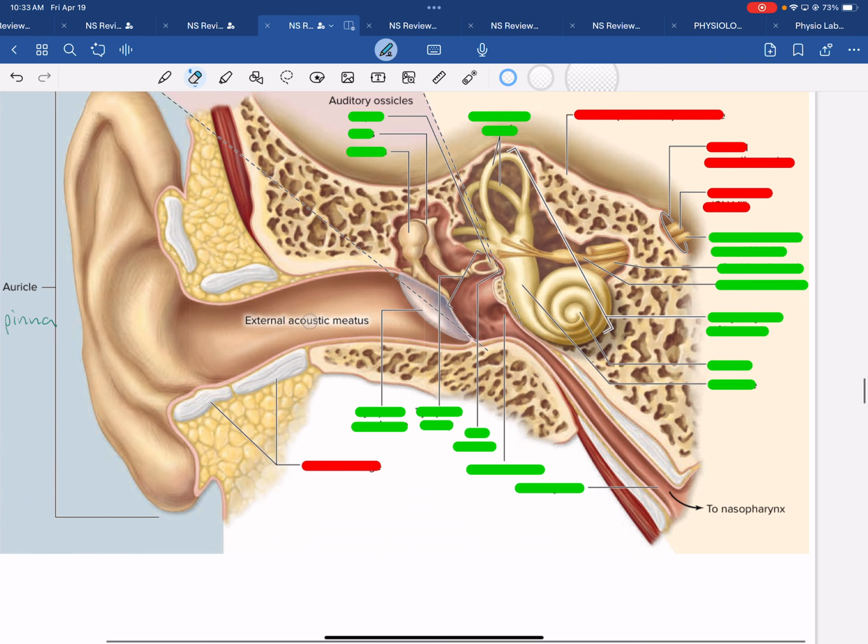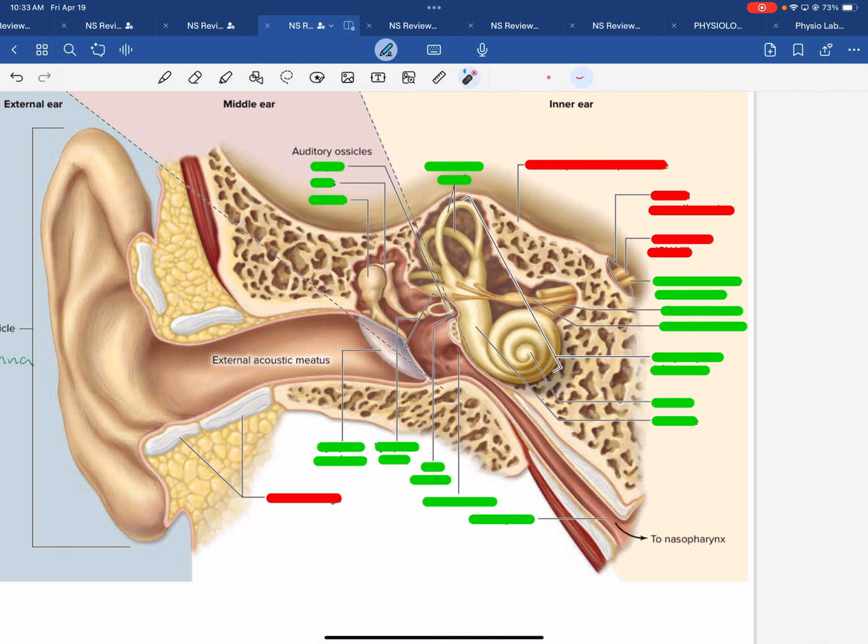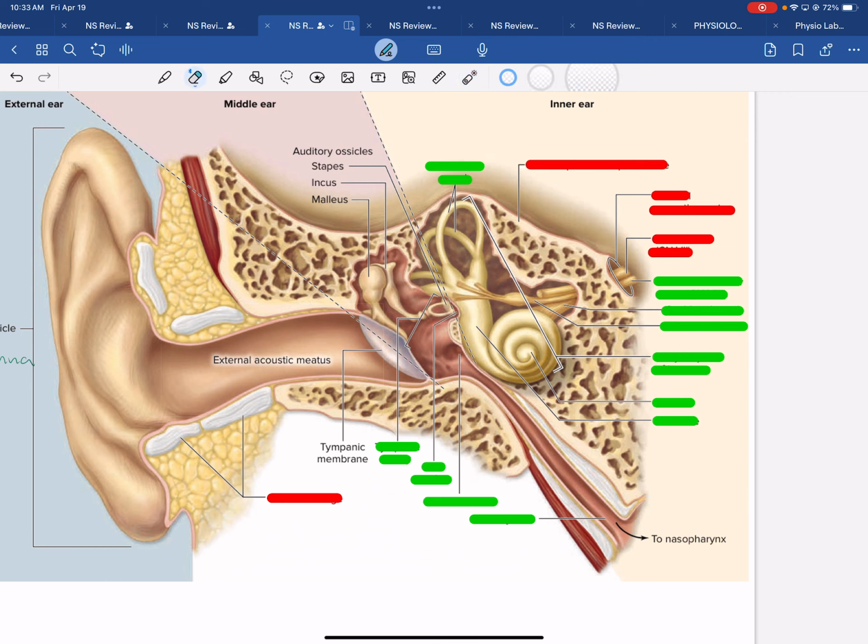There's a lot of names for it. External acoustic canal, meatus. Acoustic can be auditory instead. Yes. Okay. Good. And what is this? Eardrum. Good. The eardrum or the tympanic membrane. Here, malleus. The next one, incus. Good. And the last one, stapes, good.